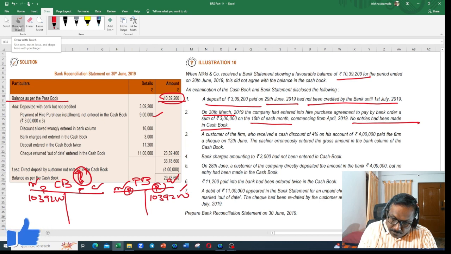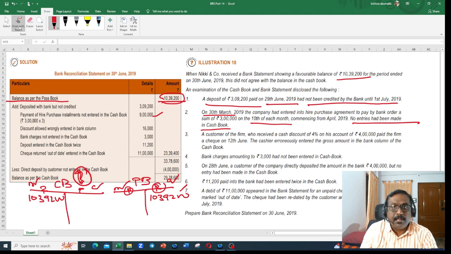A customer of a firm who received a cash discount of 4% on an account of 4 lakhs paid the firm a check on 12th June. The cashier erroneously entered the gross amount in the bank column of the cash book. He is supposed to enter 3 lakhs 84,000, but he entered 4 lakhs. How much excess did he enter? 16,000. On what basis did I say 16,000? 4% on 4 lakhs, 16,000. 16,000 extra is shown as if he received it. So 16,000 I have to show here, right? Extra shown in the bank column.